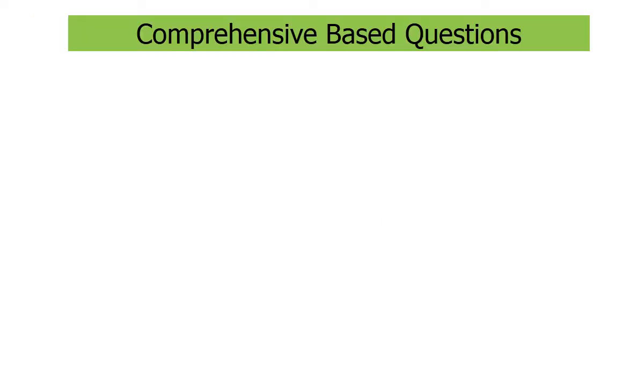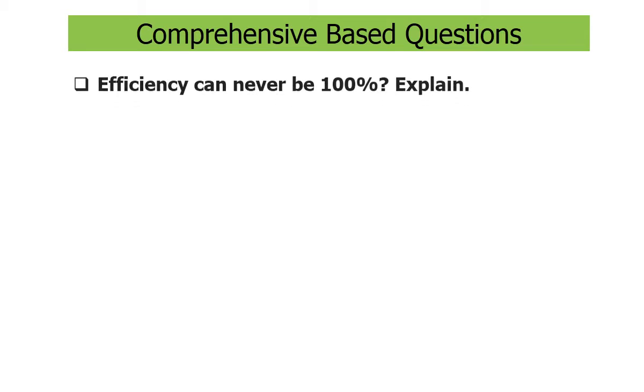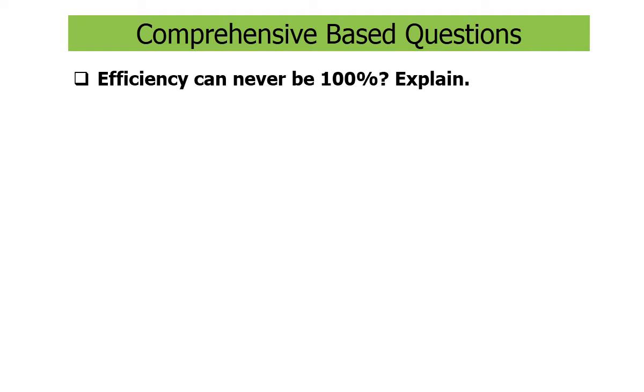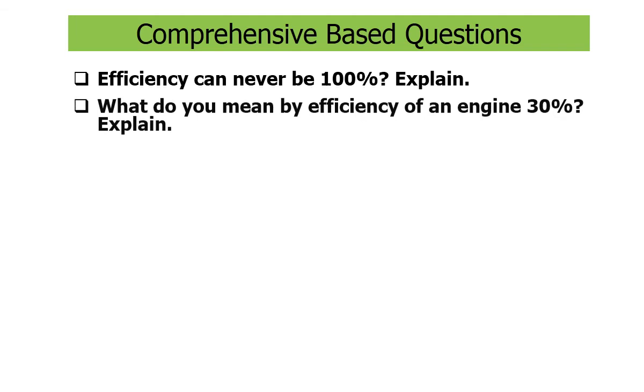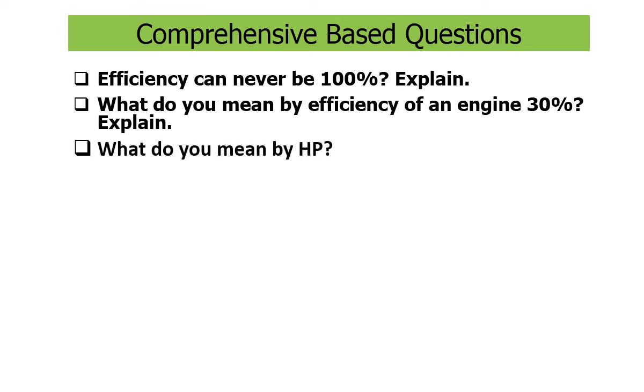Now from our above discussion, some comprehension-based questions arise. First, efficiency can never be 100%. We have already discussed that question. The second question is, what do you mean by efficiency of an engine 30%? This question was already discussed in our previous topic. What do you mean by HP? Let us talk about it.